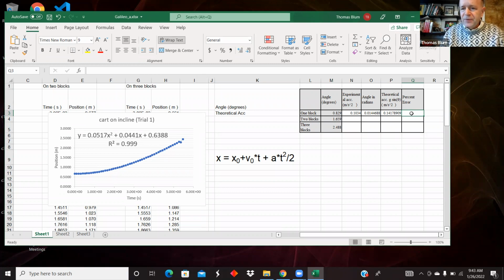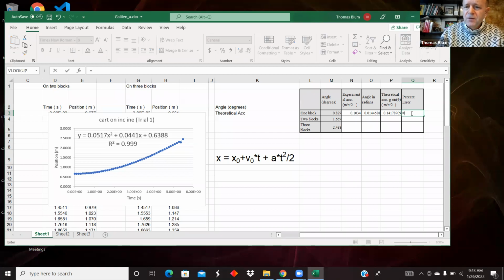And then a percent error. This percent error is experiment minus theory, that whole thing divided by theory, and then expressed as a percentage. And usually we take an absolute value.